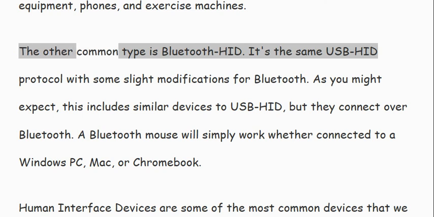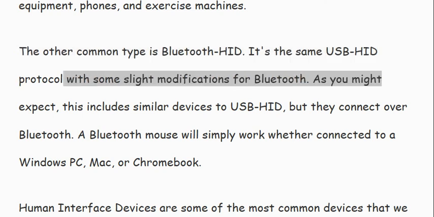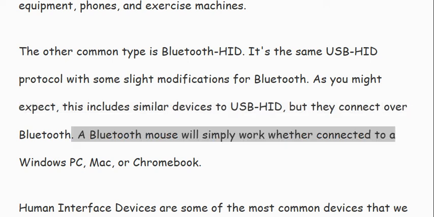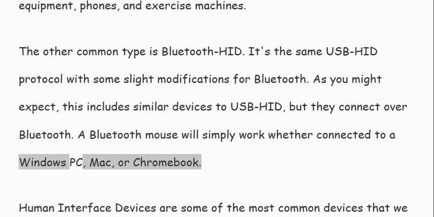The other common type is Bluetooth HID. It's the same USB HID protocol with some slight modifications for Bluetooth. As you might expect, this includes similar devices to USB HID, but they connect over Bluetooth. A Bluetooth mouse will simply work whether connected to a Windows PC, Mac, or Chromebook.